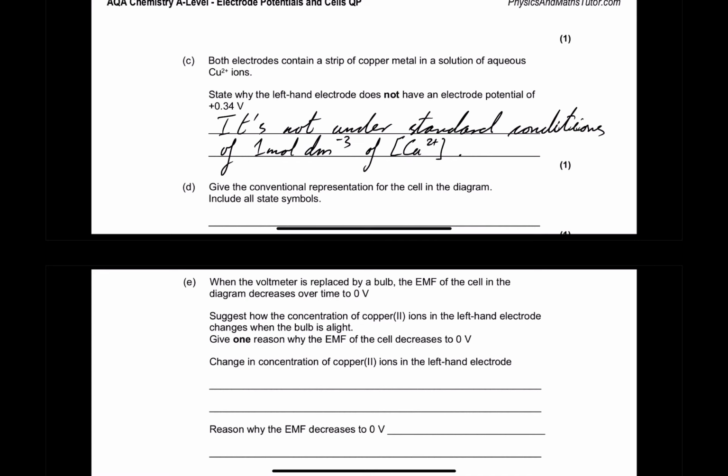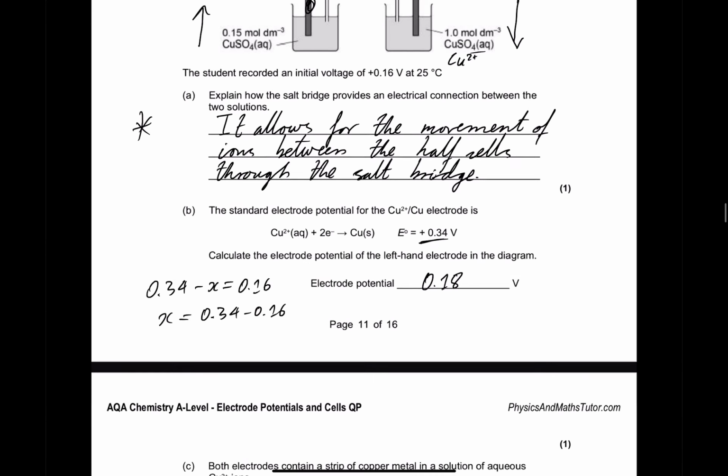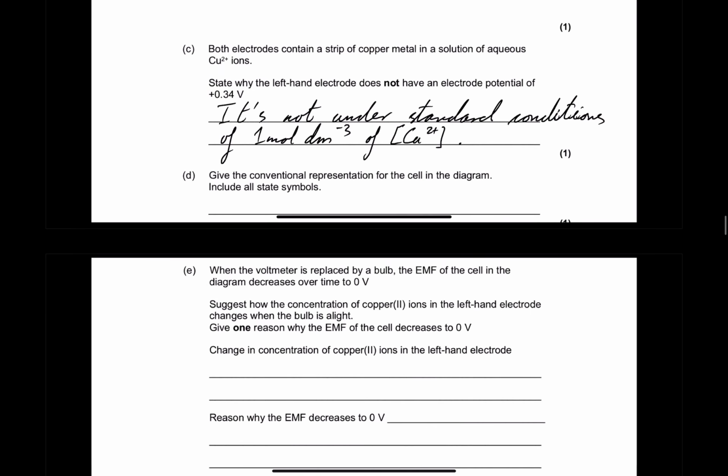Square brackets represent concentration. Give the conventional representation of the cell in the diagram. Include all state symbols. Okay, no problem. Just because I have space, I can just do that. I can make this aq a bit more obvious. Hopefully this isn't too difficult to see why I'm doing this.